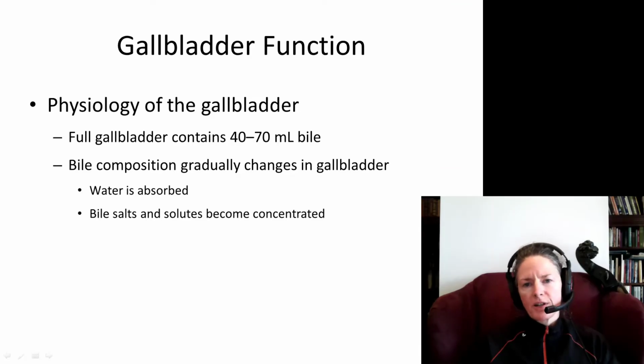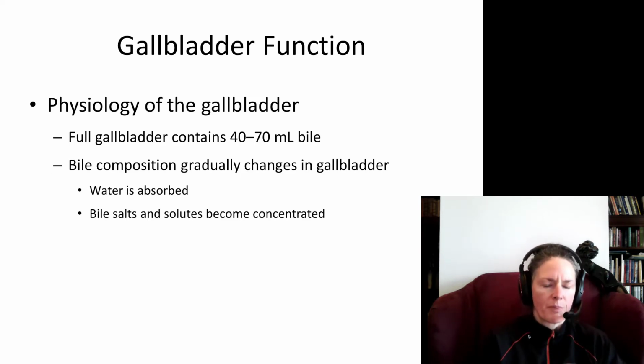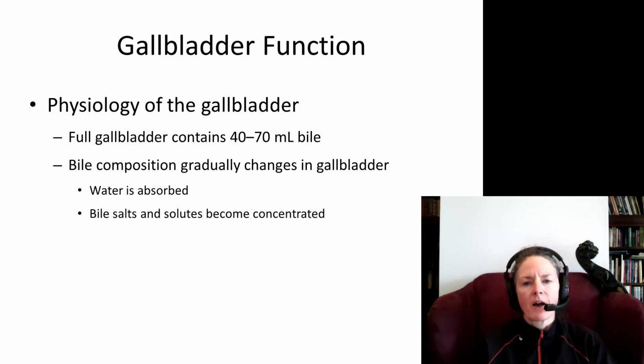The gallbladder usually contains between 40 and 70 milliliters of bile at any particular time. And the bile is concentrated in the gallbladder, so that means it's dehydrated, and the bile salts will become much more concentrated. And this can become problematic because sometimes they'll form little hard crystals, little hard deposits that will get lodged in the gallbladder and can form gallstones. And if the condition gets bad enough, then in some cases, the gallbladder might actually have to be removed.